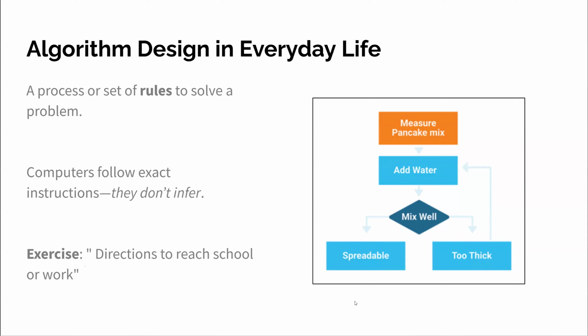Now, in everyday life, again, we don't write this down. We might write it down, for instance, when we do recipes, we follow an algorithm.